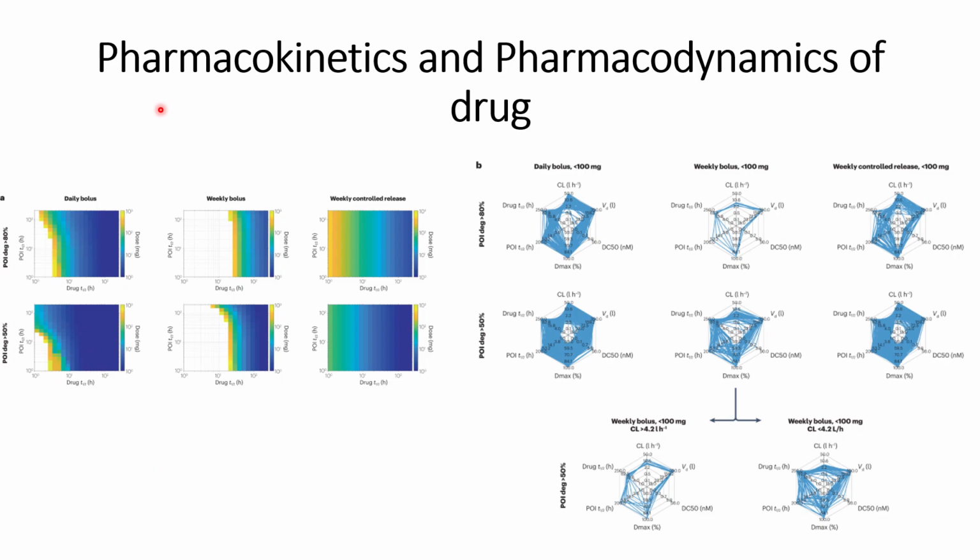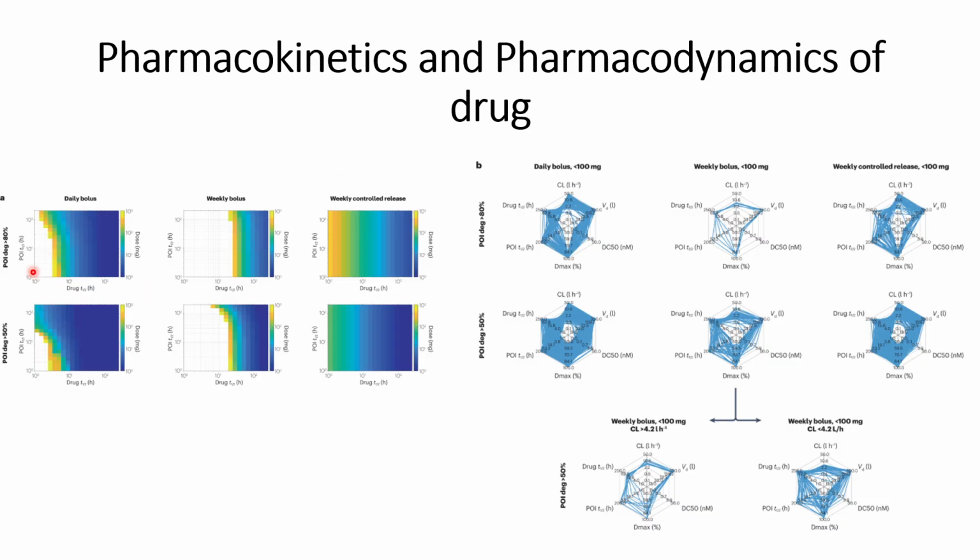In this video, we will discuss some of the basic graphs that are used to identify the pharmacokinetics and pharmacodynamics of a drug. There are two basic graphs for these properties: the heat map and the spider plot.